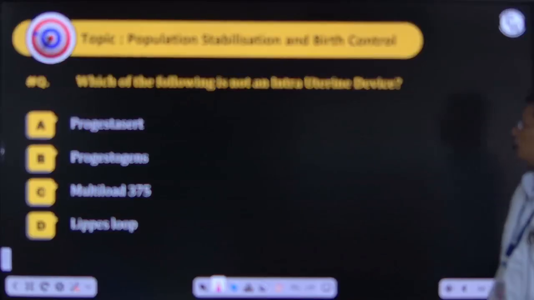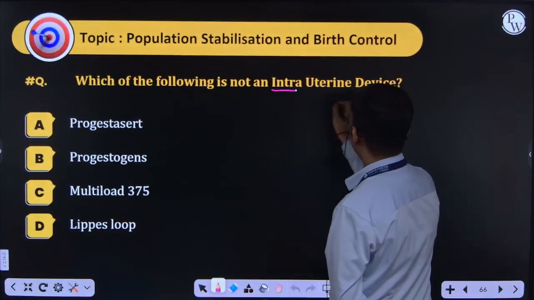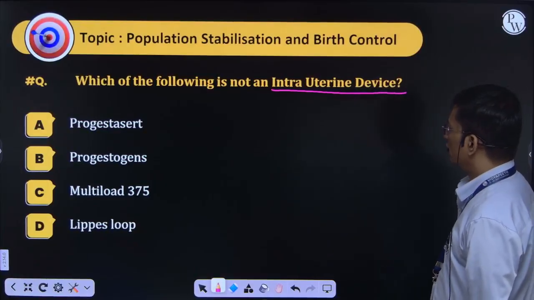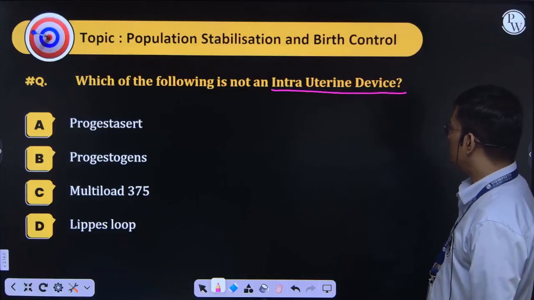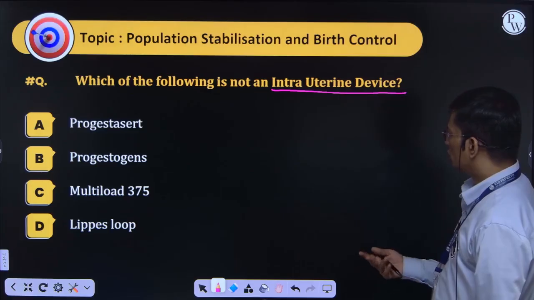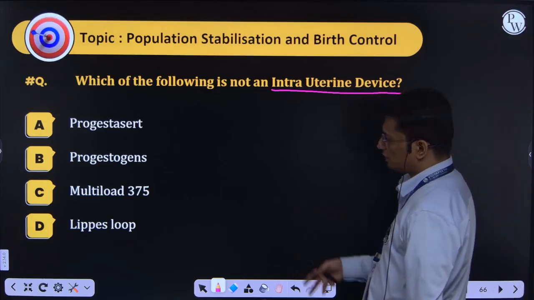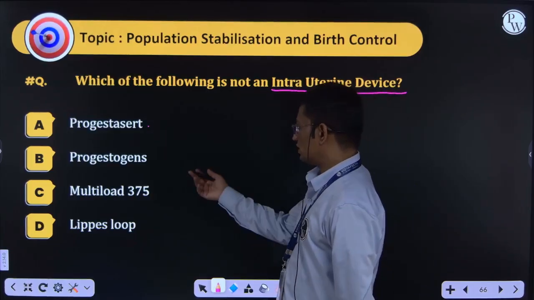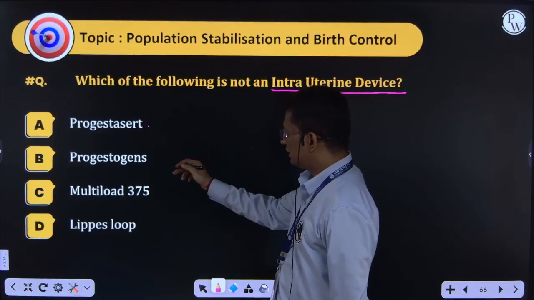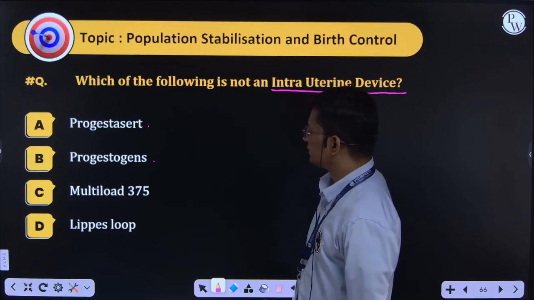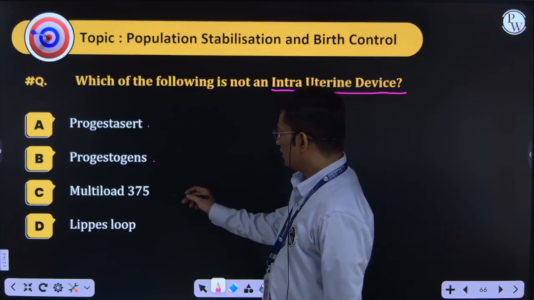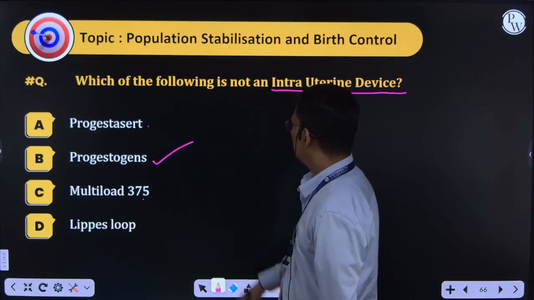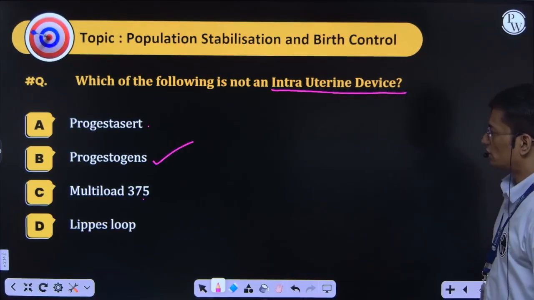Next one. Which of the following is not an intrauterine device? Intrauterine devices and their function: it will increase the phagocytic process. If the progesterone intrauterine contraceptive measure is used, progesterone will thicken the cervical mucus, so sperm entry will be retarded. Progestasert and LNG 20 are hormone releasing IUDs. Progestogen is used in pills and in implants. Multiload 375 and Lippes loop are all intrauterine contraceptive devices. Progestogen is just a hormone.